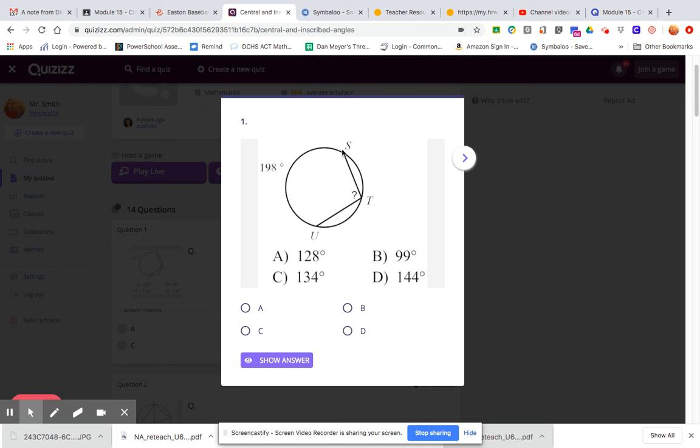So that is going to be an inscribed angle. And through your stuff, you should have learned this inscribed angle forms this intercepted arc SU, and the inscribed angle is half of the intercepted arc. So to get that inscribed angle, just take half of that. So half of that would be 99.